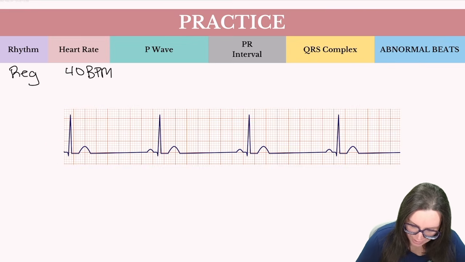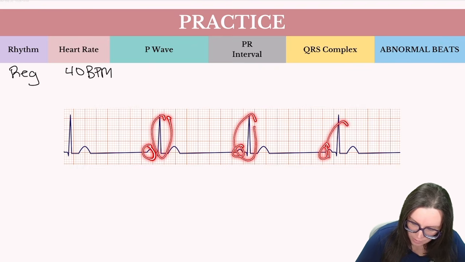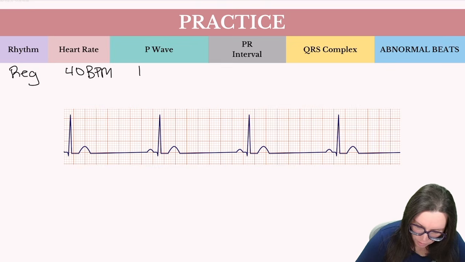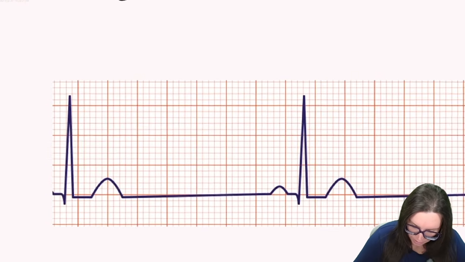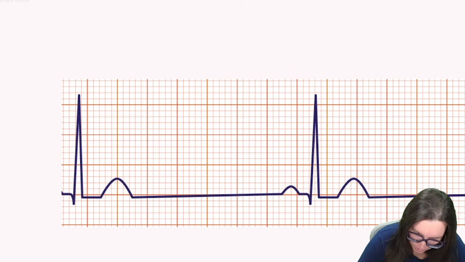This one's a little bit hard to see because it's off the screen, but as we can see here, P wave, QRS, P wave, QRS, P wave, QRS. Yep, we absolutely do. So we do have a 1-to-1 ratio. Now we need to look at our PR interval and our QRS complex.